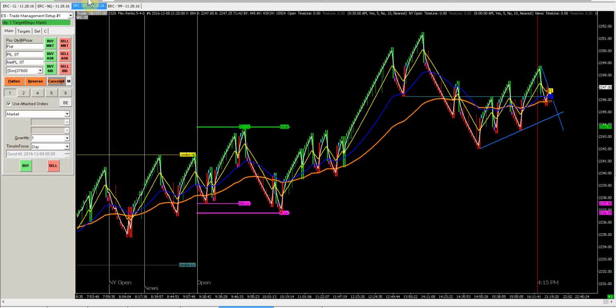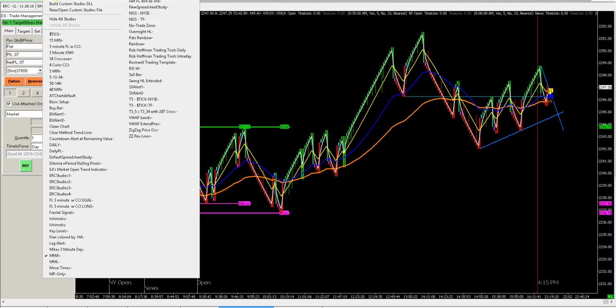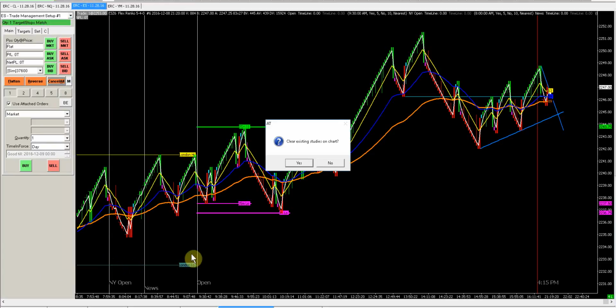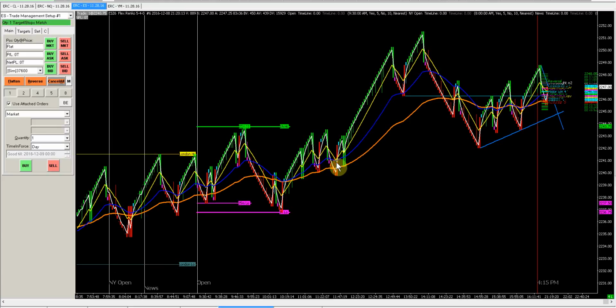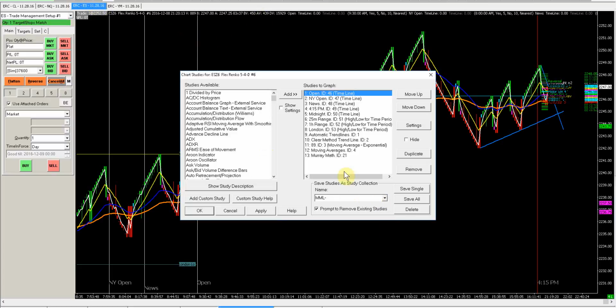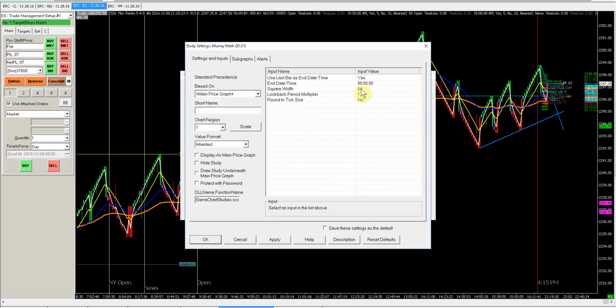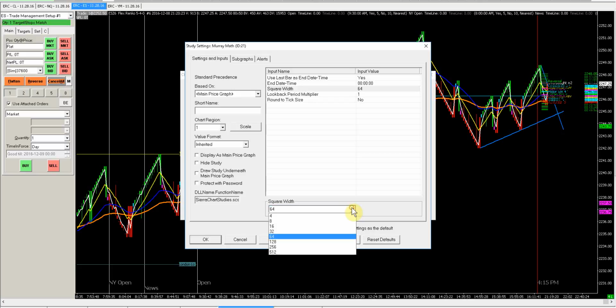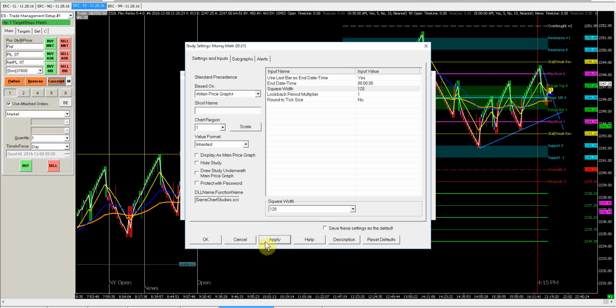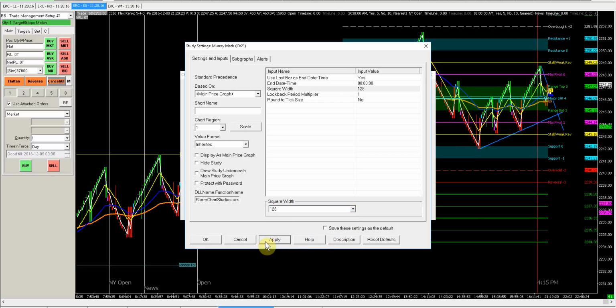I want to add another study on here, which I found is very handy, called Murray Math Lines. Murray Math Lines divide price action up into octets. And that's kind of set wrong here. Let me set it a little bit differently. There we go. That's a little bit better.